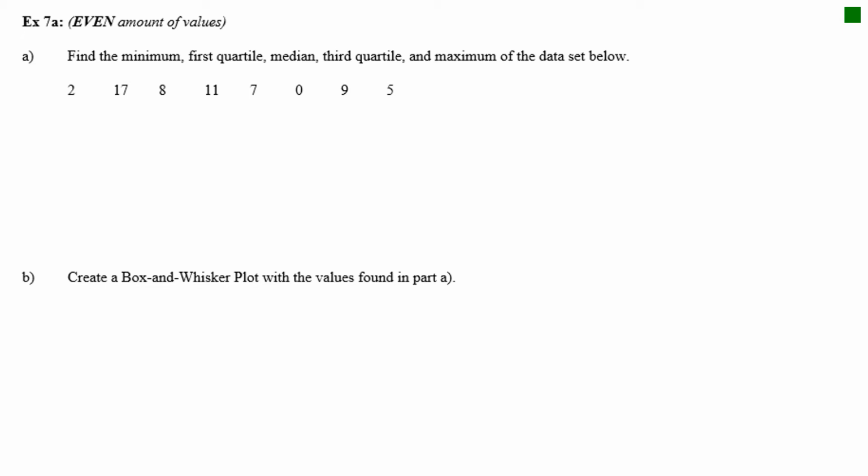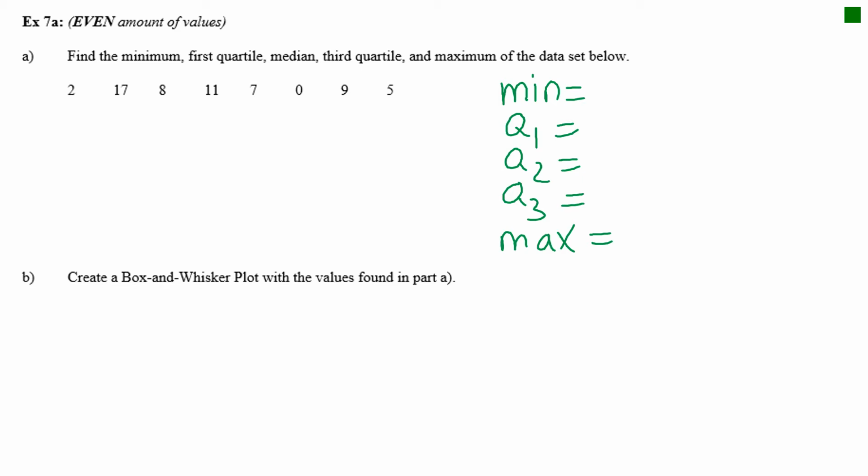For 7A, we're looking at the same kind of example as 6A. The only difference here is that instead of having an odd amount of values, we have an even amount. So in this case, we have exactly 8 values, but we're still calculating the same type of information. So min, Q1, Q2, Q3, and max. So we're going to order the values from smallest to biggest, cross them out as you go.